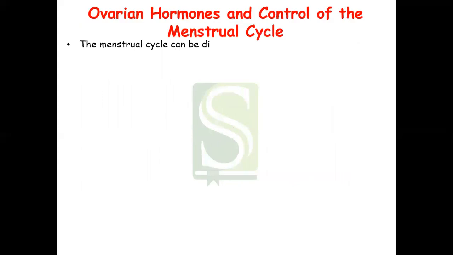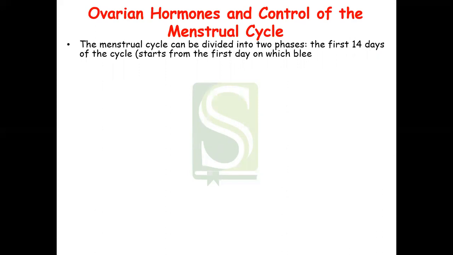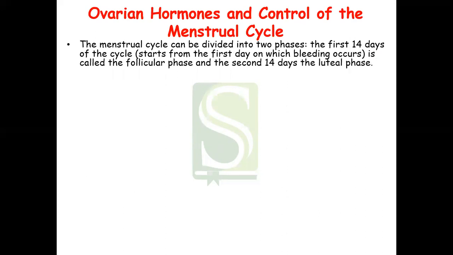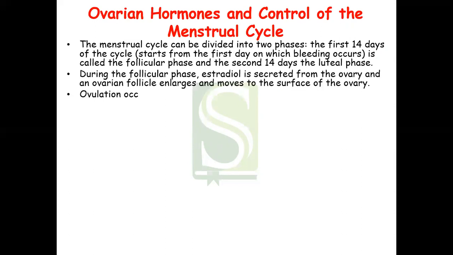Now let us see the ovarian hormones and control of the menstrual cycle. The menstrual cycle is divided into 2 phases. The first 14 days of the cycle, starting from the first day on which bleeding occurs, is called the follicular phase. The next 14 days is called the luteal phase. During the follicular phase, estradiol is secreted from the ovary, and an ovarian follicle will enlarge and move to the surface of the ovary.